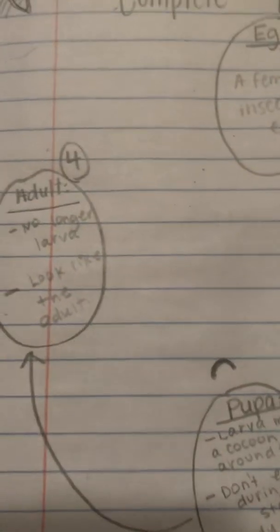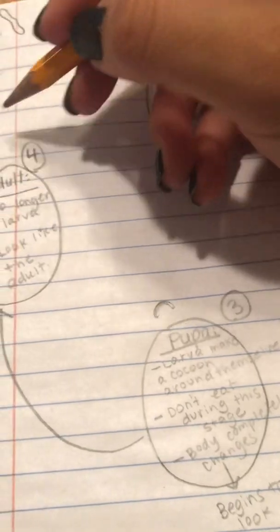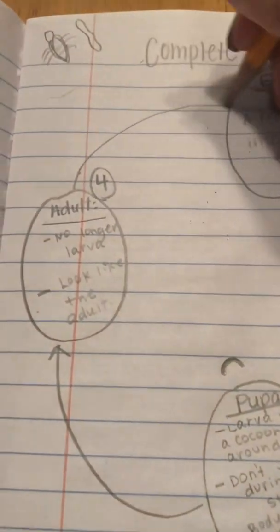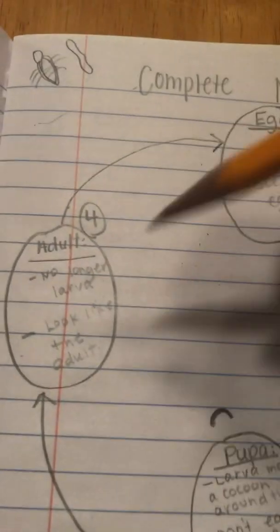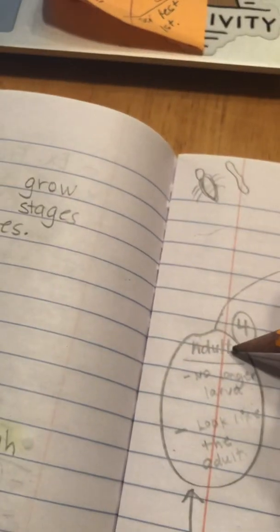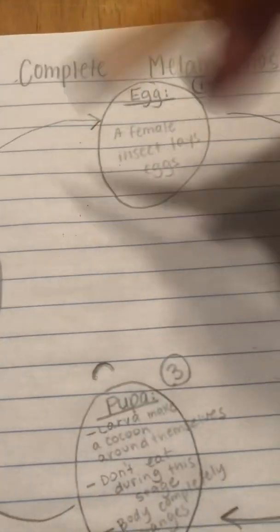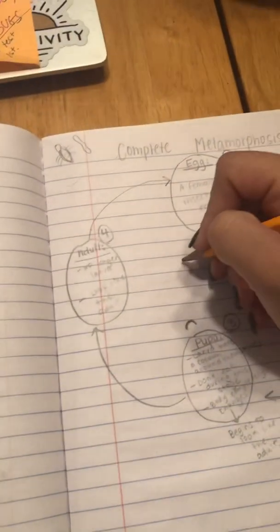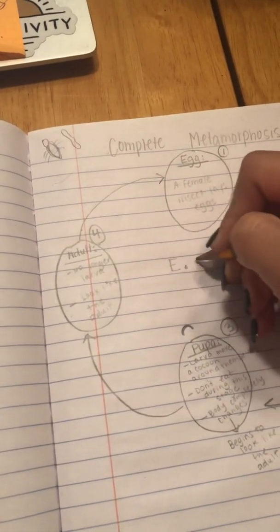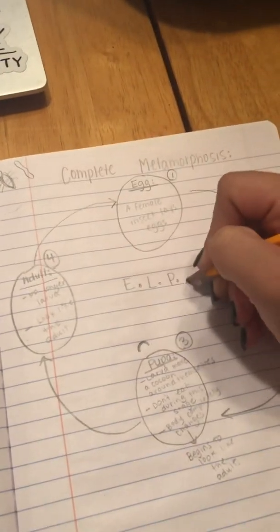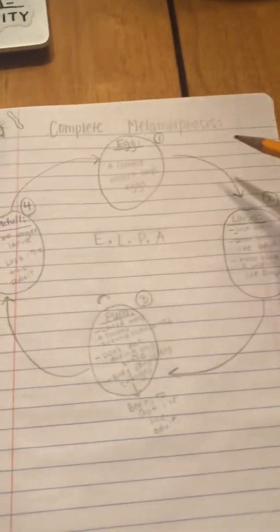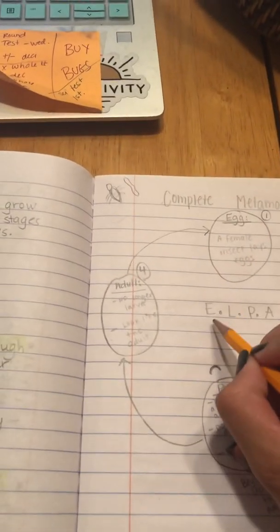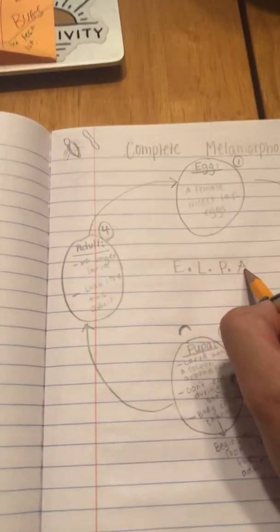Okay, so the caterpillars come out looking like caterpillars. The ladybugs come out looking like ladybugs. I'm going to draw another arrow that would point back to egg, because once they're an adult, they can lay eggs of their own. So then the cycle would continue and start over again. Complete metamorphosis, I'm going to use an acronym, and an acronym is letters that stand for a word. So I'm going to use the acronym ELPA, E-L-P-A. Complete metamorphosis goes with ELPA because it's egg, larva, pupa, adult.